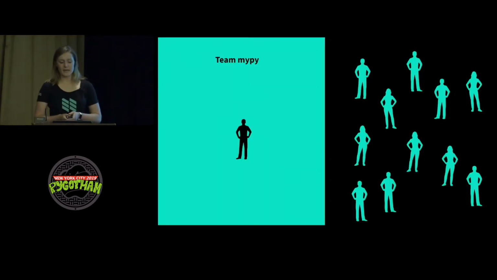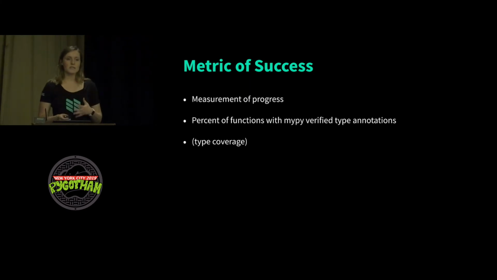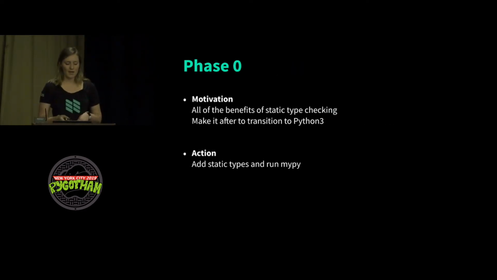When I say we, I mean one engineer who spearheaded our Mypy efforts. They began adding and checking type annotations as they worked, and they started to see some benefits for themselves. Their metric of success for this was the percent of functions with Mypy verified type annotations, also known as type coverage. So this one engineer adding types to functions and checking them with Mypy, we'll call this phase 0.